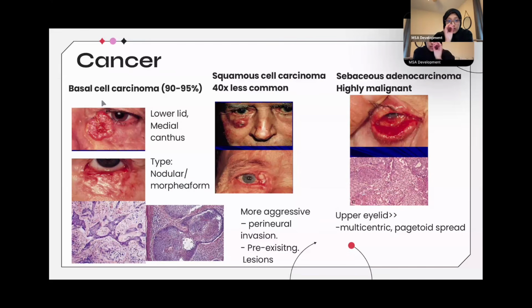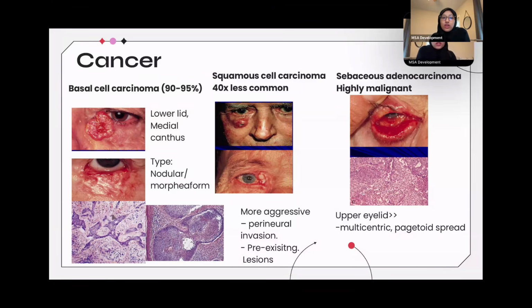Okay, what about cancer? So other than lesions, you can have cancer of the eye. Basal cell carcinoma is the most common, 90 to 95%. It's mainly in the lower lid and the medial canthus, which is here, on the medial side. And it looks pinkish, pearly, like that, right? I know it's very hard to differentiate, but just remember for the sake of this lecture, basal cell carcinoma is the most common. It is more common than squamous. So most likely whatever you see here is basal.